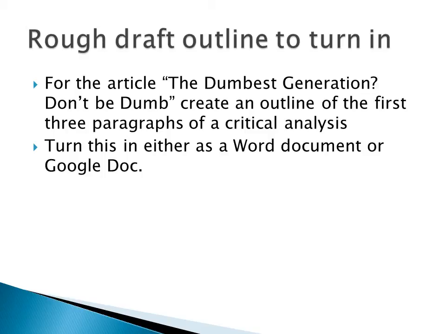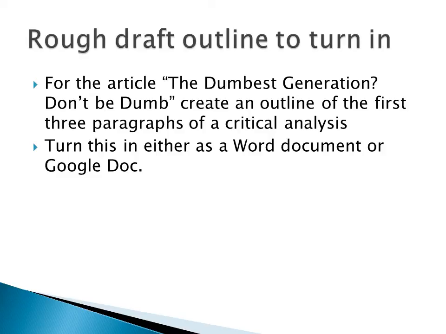All right, so what I want you to do is work on a rough draft of an outline to turn in for the Dumbest Generation article. You're going to create an outline of the first 3 paragraphs of a critical analysis, just like I did. So you're just going to outline what you would put in a main idea paragraph. So hook, and if you have trouble with that, that's okay. It doesn't have to be great. Background, okay, what was the issue in the Dumbest Generation, and then a main idea sentence.